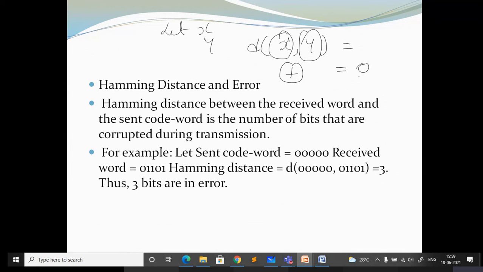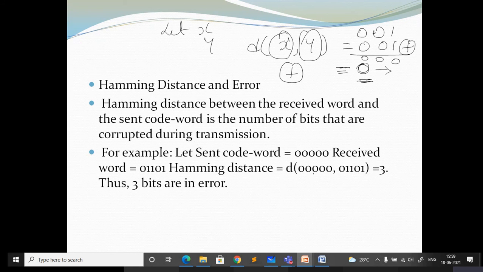If you get distance 0, that means there is no error. For example, you can quickly apply it to 0, 0, 1. If it is received as it is, you can see there is no distance, 0 distance, so there is no error. How many ones you get after the XOR operation tells how many bits got corrupted.